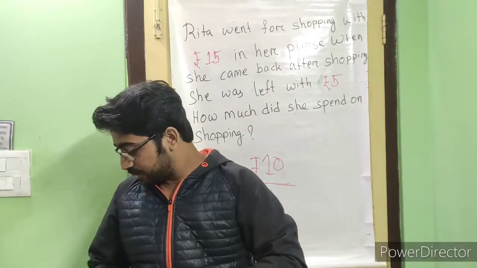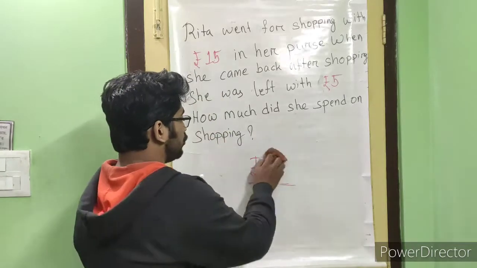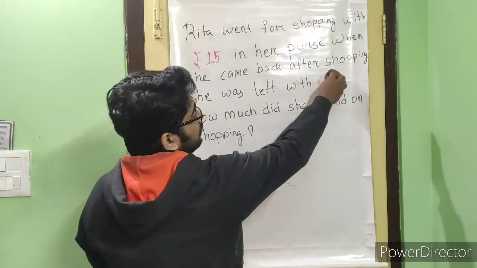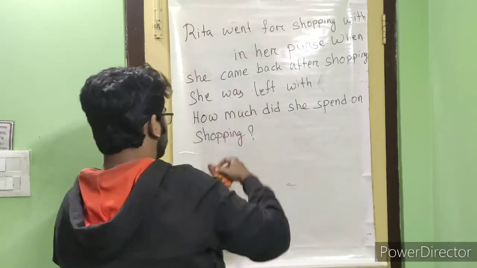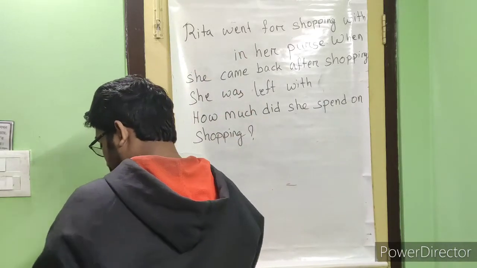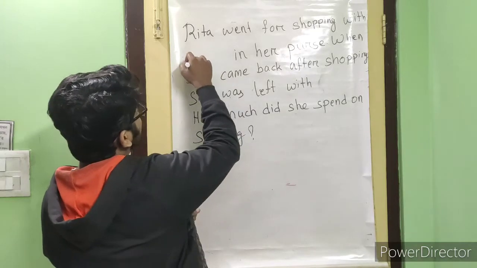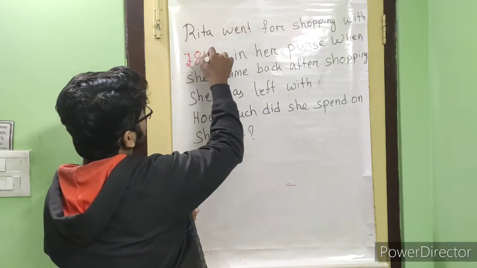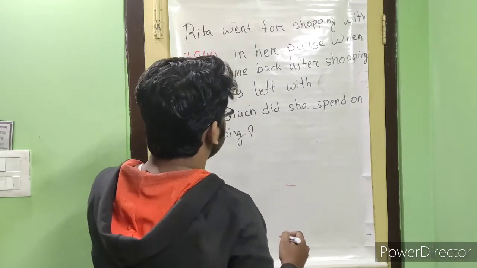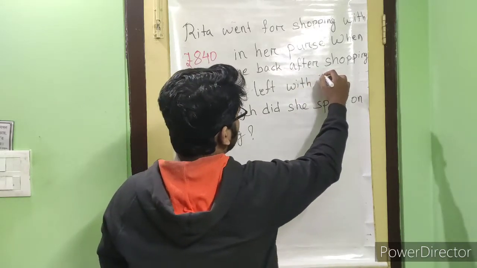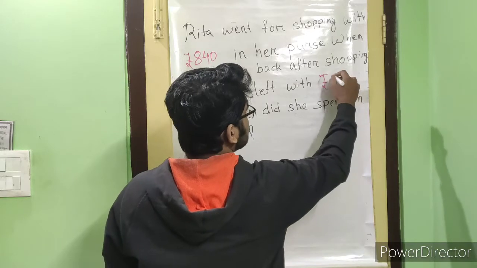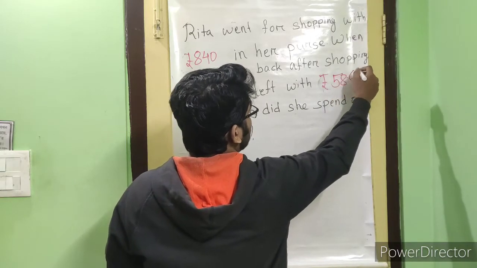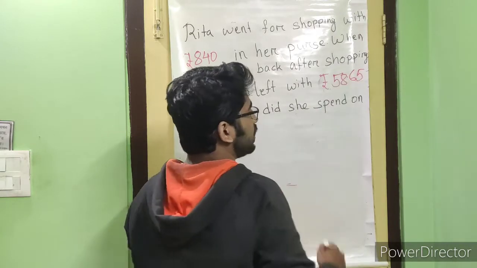Now the thing is that you are in class 3. So rupees 15 and 5 definitely you will not get. You will get a 3-digit number or 4-digit number as you have practiced it. Rupees 840. Now she was left with, suppose, rupees 58.65. That means 58 rupees 65 paise.